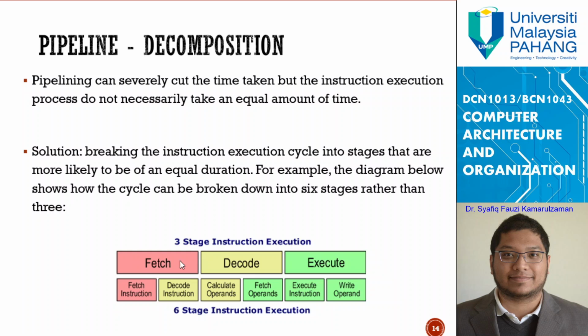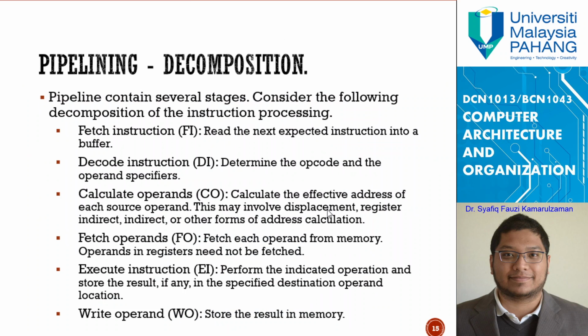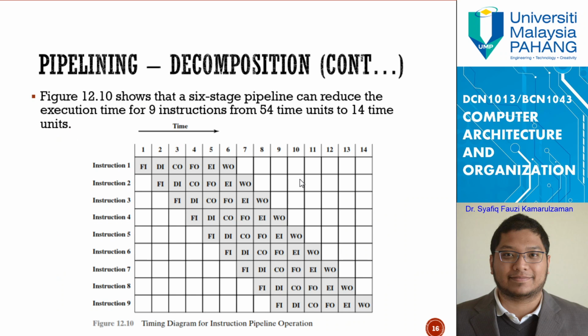Basically, they split the instruction into several stages of execution. Here in this case there are 3 stages, and at the bottom here we have 6. It can be 6, it can be 3, depending on the technology itself. In case we have 6, we have fetch instruction, decode instruction, calculate operands, fetch operands, execute instruction, and write operand. We have these 6 stages.